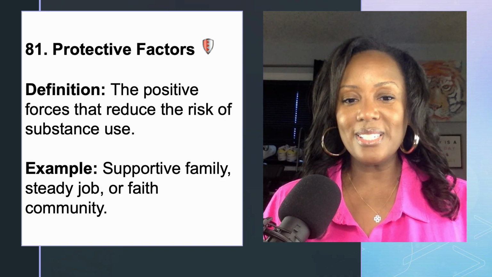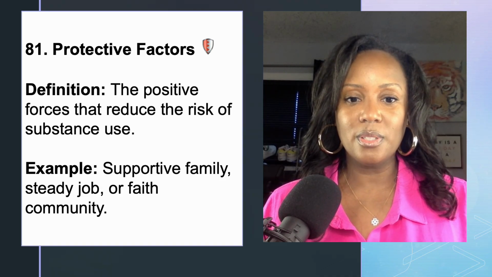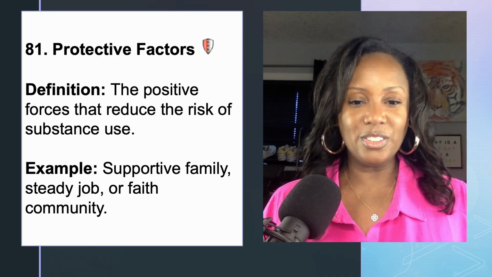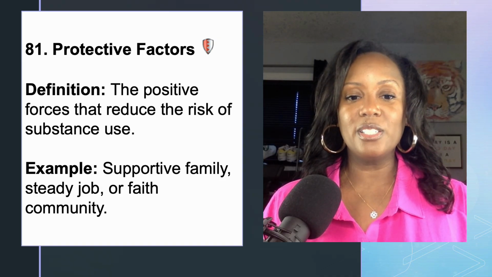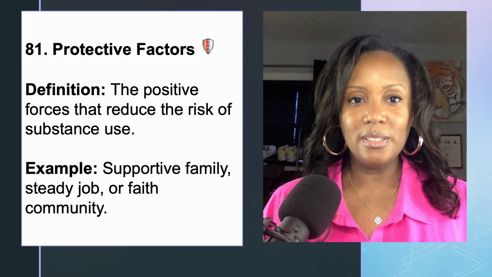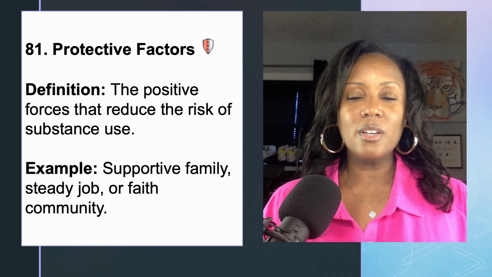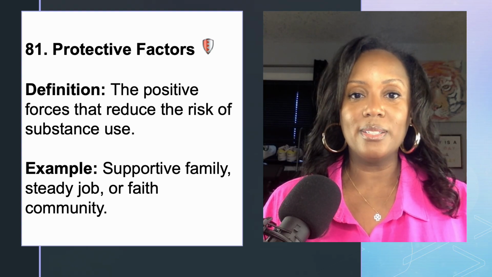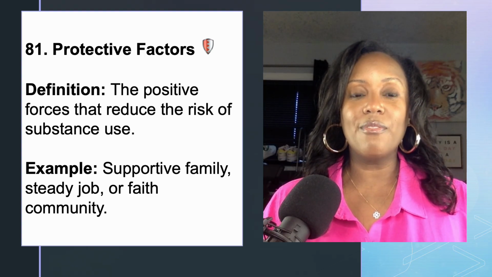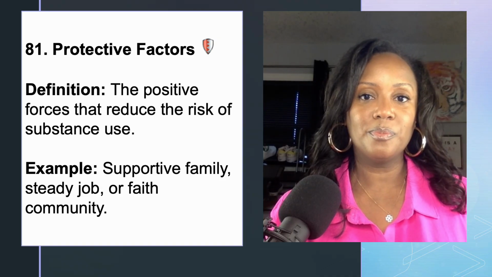Term 81 is protective factors. These are the positive forces that reduce the risk of substance use. An example of protective factors are a supportive family, a steady job, or a faith community. Instead of only focusing on the risks, we boost what's already working. These protective factors are very important in recovery.